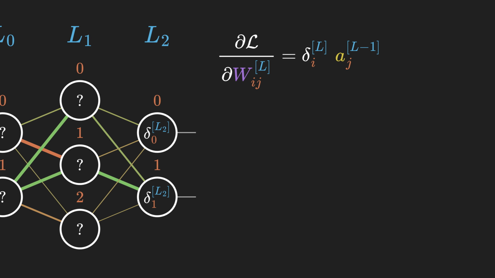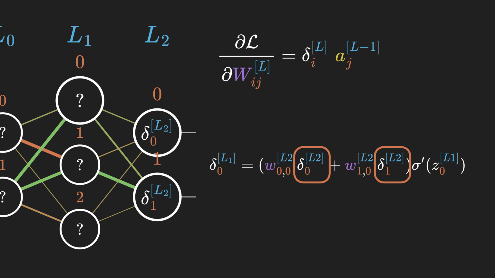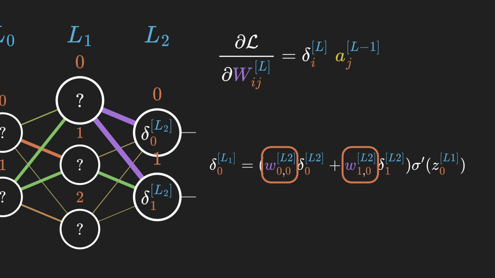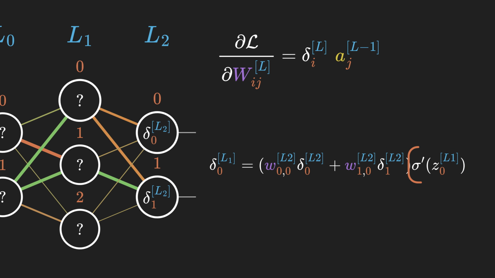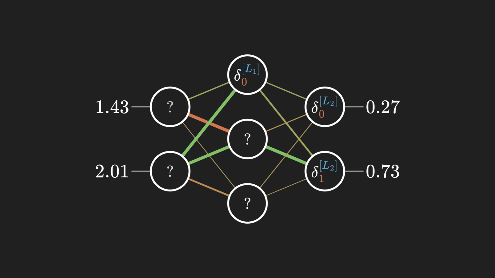Now that we know how to get the deltas for the output neurons, what about the neurons in the next layer? Well, this time it's even easier. To get the delta in neuron 0 layer 1, we can just take the sum of all of the deltas from the layer on the right, which is the one we already calculated, each multiplied by the weight that connects them with the current neuron. And all of that multiplied by the derivative of the activation function. It's like the weighted sum we did on the forward pass, but inverted. The rest is the exact same as before.